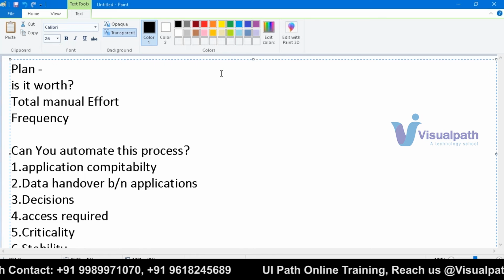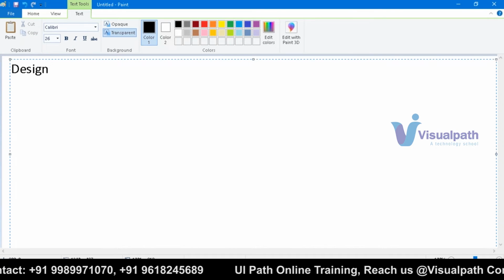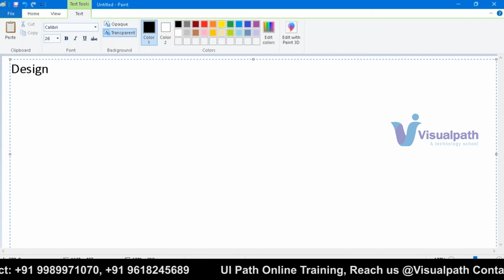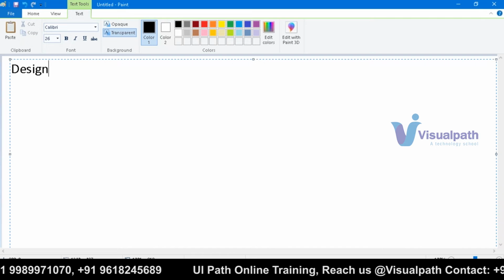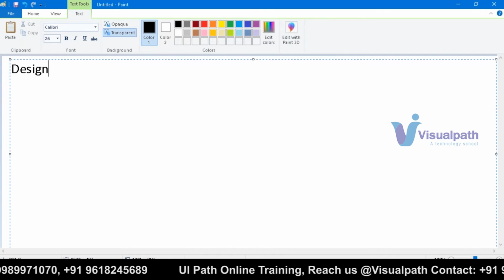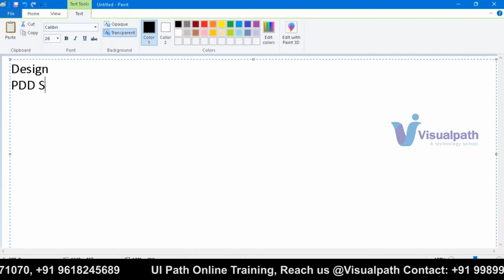Post the plan phase, we get something called the design phase. The design phase is where you create the solution design, how you're planning to automate the process. You also create documents called the solution design document and the process definition document. Simply, they are called PDD and SDD.